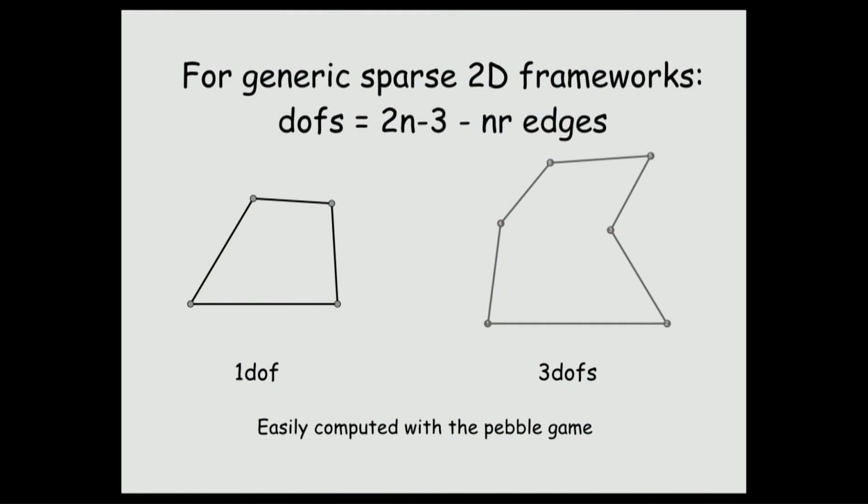Okay. Then, however, now here's the good thing. As always, generic is nice. For generic sparse 2D frameworks, the degrees of freedom can be defined easily, and that is a correct definition. So if you have a generic structure, 2n minus 3 minus the number of edges, the slack up to the Maxwell-Laman count, is the number of degrees of freedom, and that is what allows me to say that this one has 3 degrees of freedom in its generic position.